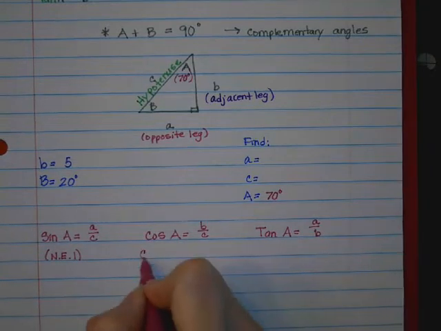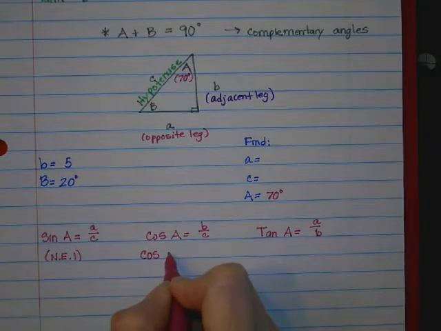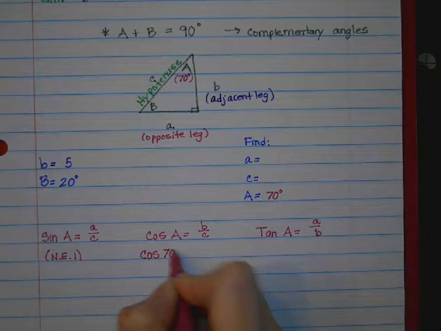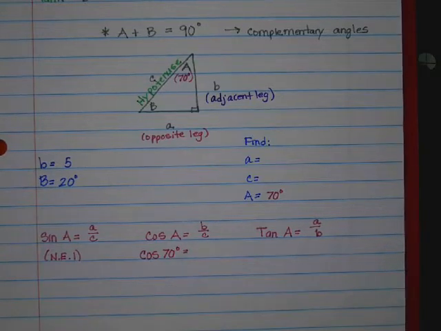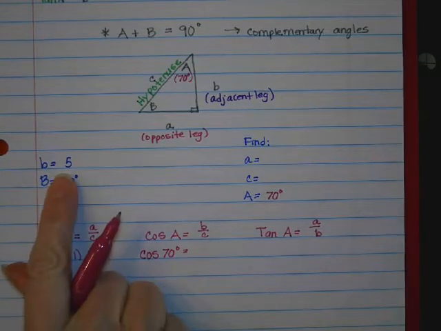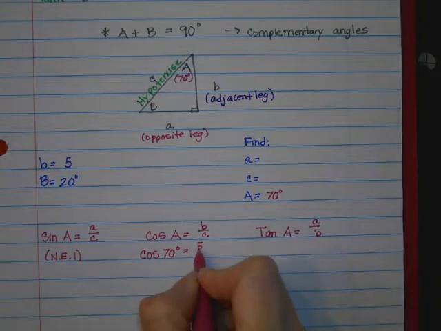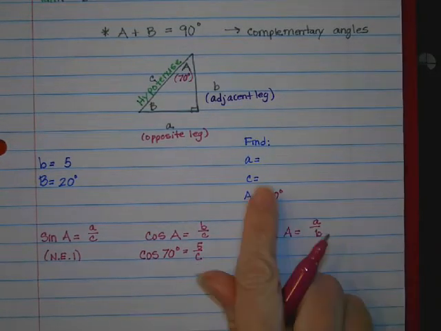So we're going to go ahead and replace the cosine of A with its measure of the angle, which is 70 degrees. Little b, which is 5, over little c, which we do not know, we're trying to find.